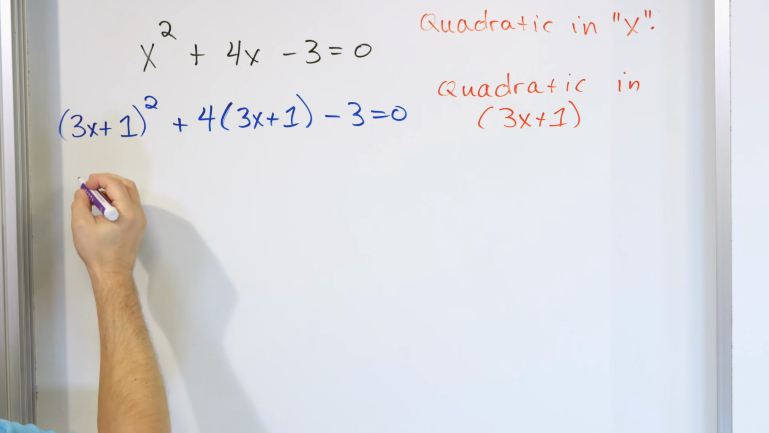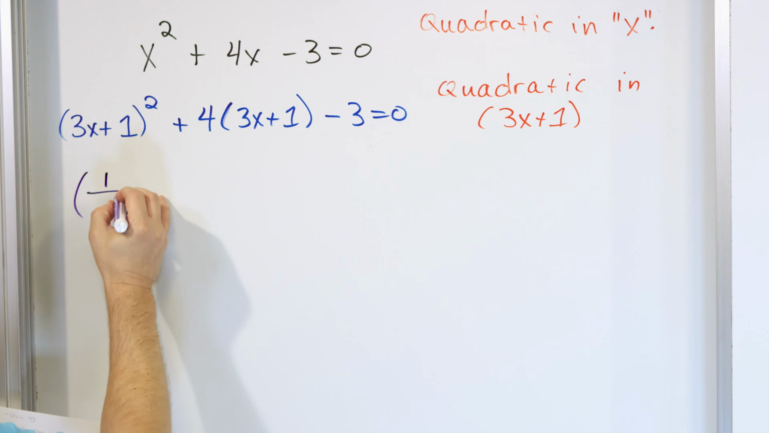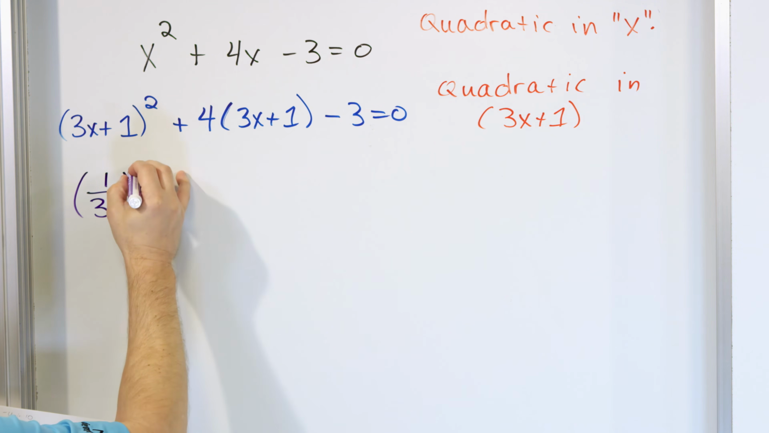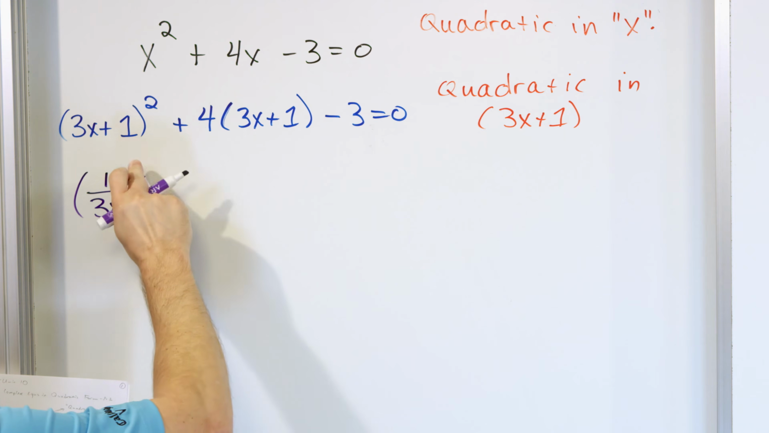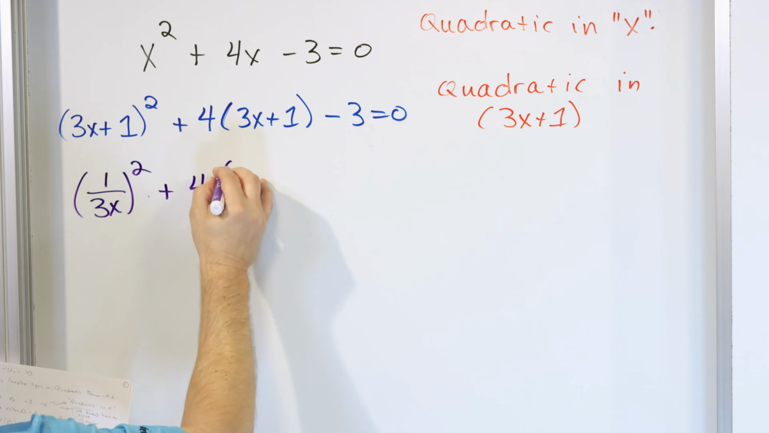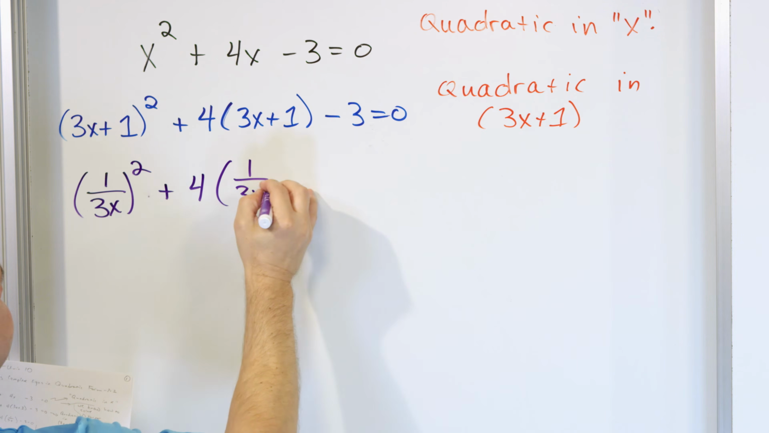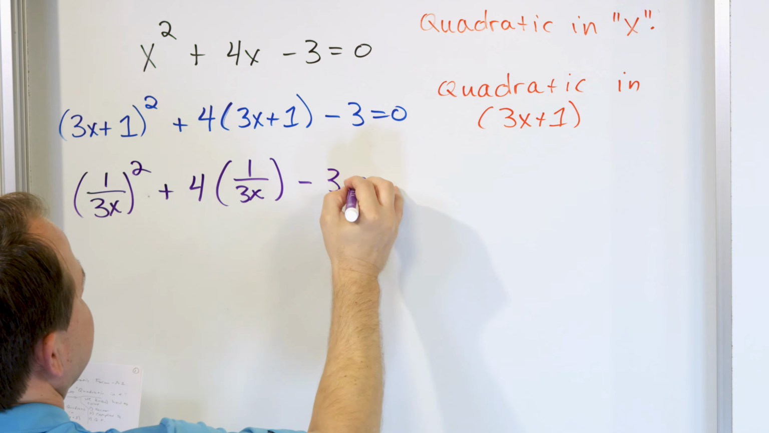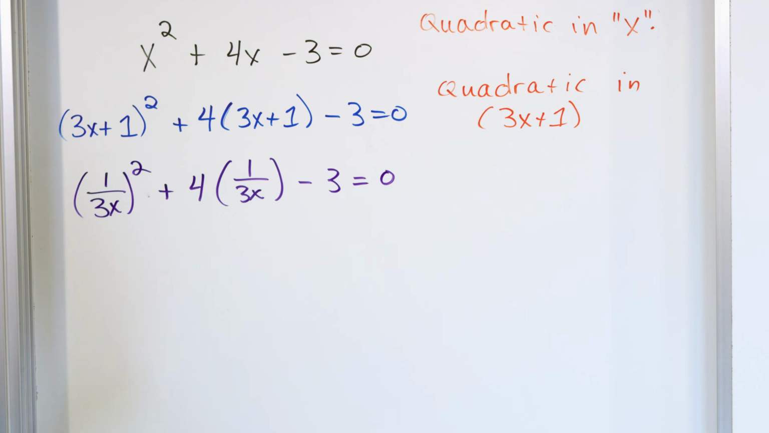So here's another example. What if I give you 1 over 3x, quantity squared, whoops, not to the third power, we don't know how to solve those yet, to the second power, plus 4 times the quantity 1 over 3x, minus 3, and this is equal to 0? So same sort of thing.